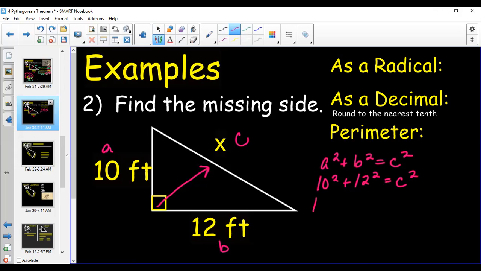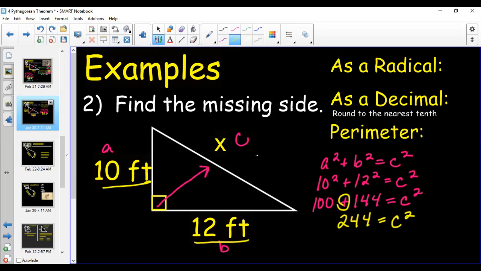All right, 10 squared is 100, 12 squared is 144. When there's this big giant plus in between, we add them. So this would be 244 equals C squared. Now use common sense here because some people say 244 is their answer. But if you look at the triangle and this is 10 feet and this is 12 feet, does it make sense that the third side is 244? That doesn't make sense. It's way too big compared to the other two.